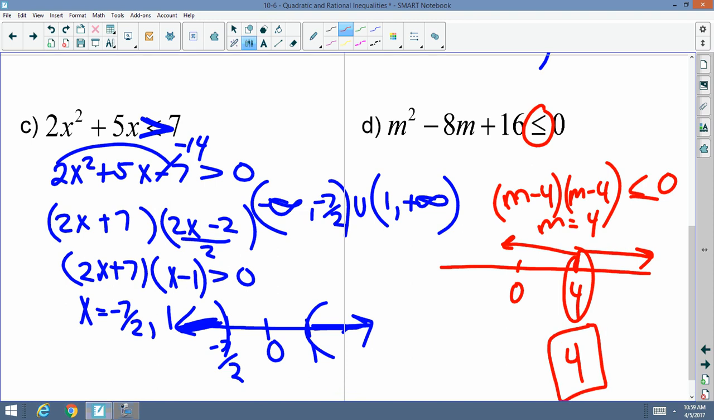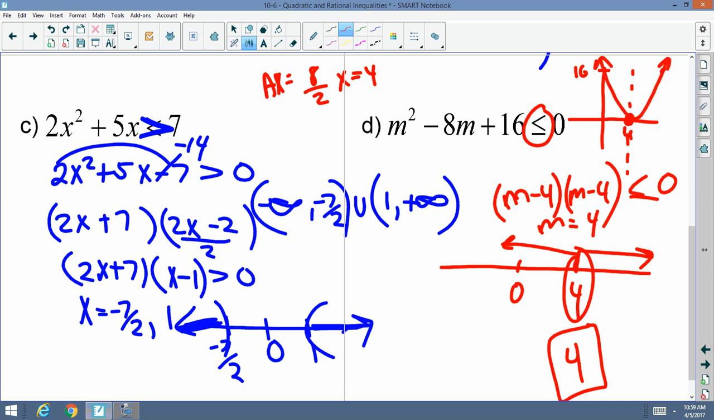Yes, sir, my brother. That graph would look like this. My axis of symmetry is going to be negative b over 2a, so x equals 4. My vertex is (4, 0). My y-intercept is 16. So it's going to look like that. But then it's only 4, so I can only shade this point. No other point is valid. No shading there because it's just one point. Yes, sir. So in this case, the answer would be 4. Yes, sir. That's exactly right.